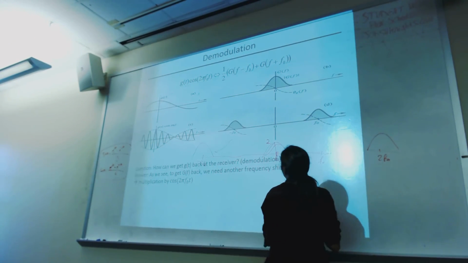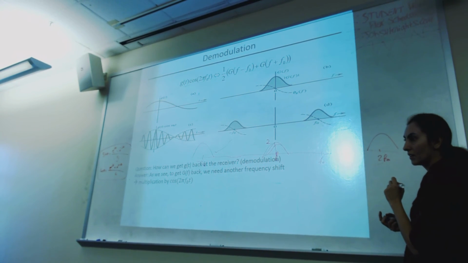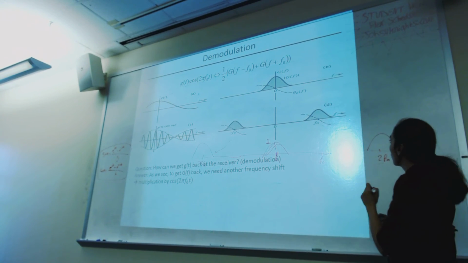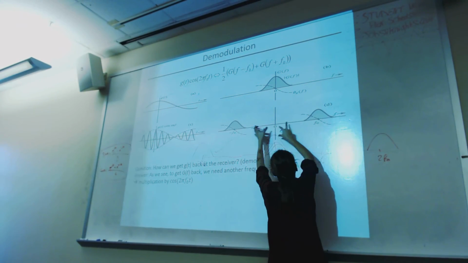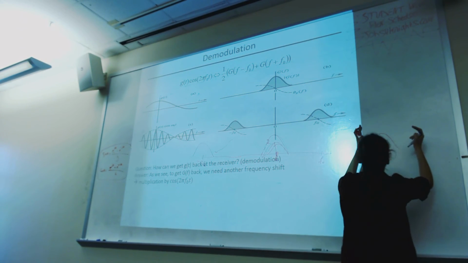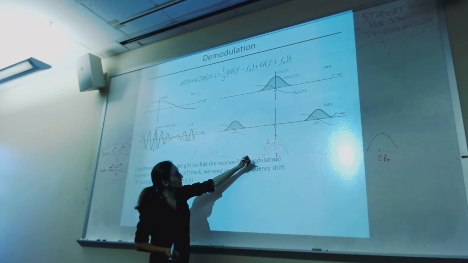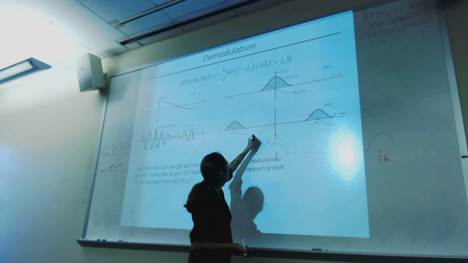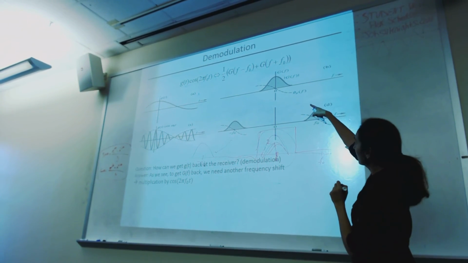So basically, we'll have twice that, because if you shift it to the right and left, you have two of the same thing. And then you have 2f naught and minus 2f naught. I was only interested in this one. Now put a low pass filter here, and you get your signal back. Okay.